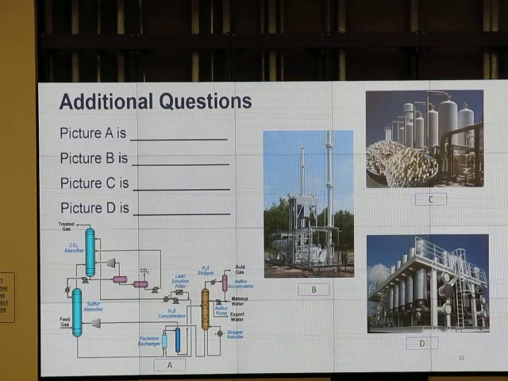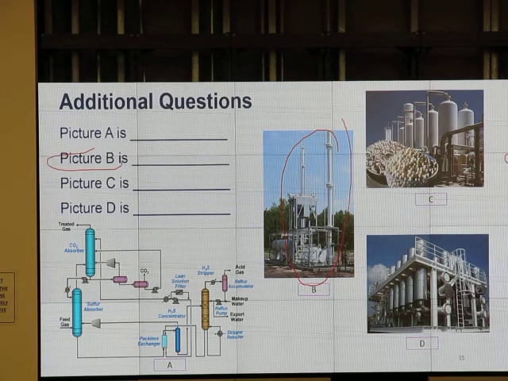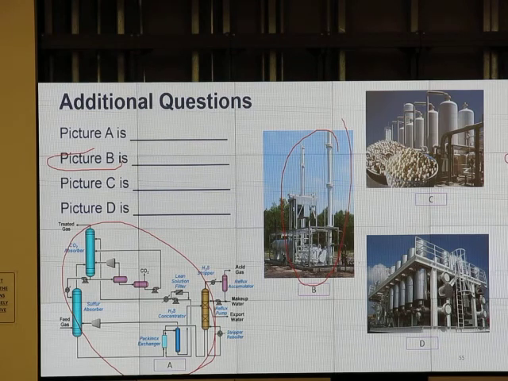Picture A, where's this one? John, what's picture A? Amine unit? Is it? I don't remember. Picture B is what? Oh, that's it. Picture A is the salt. Picture B, I don't remember. What do you say, John? Amine unit? Yeah.